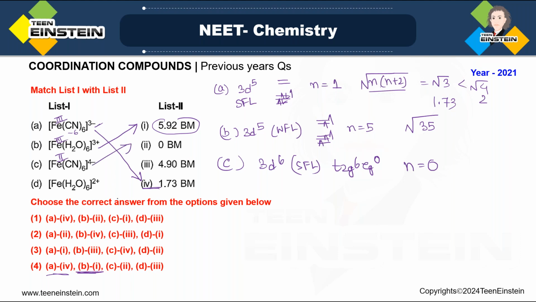If C is matching with 2, only one is left, which is this one. Now this is 2+, and 2+ means it is again 3d6 with a weak field ligand. And in a weak field ligand, if you arrange it, you will see you will get a total.